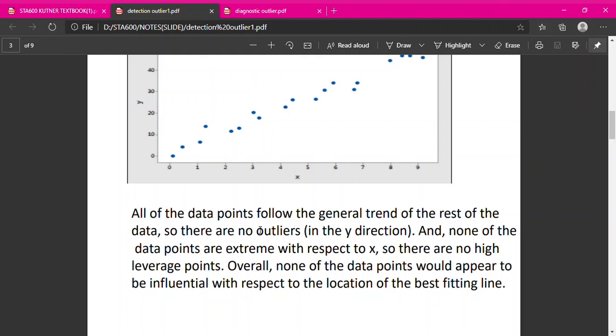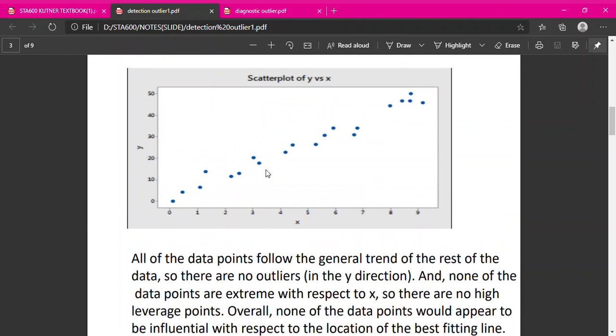All the data points follow the general trend. So it follows the general trend, berada di trend yang menaik ni of the rest of the data. So there are no outliers in Y direction and none of the data are extreme with respect to X. So there is no leverage point. Tiada outlier dan tiada juga leverage point.